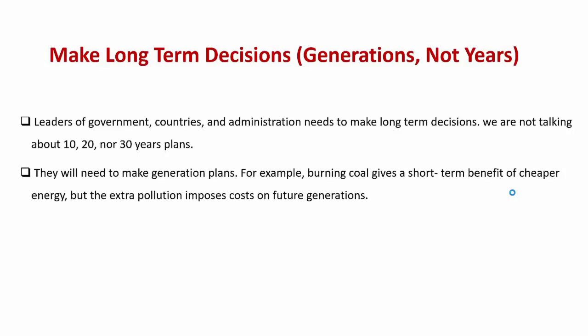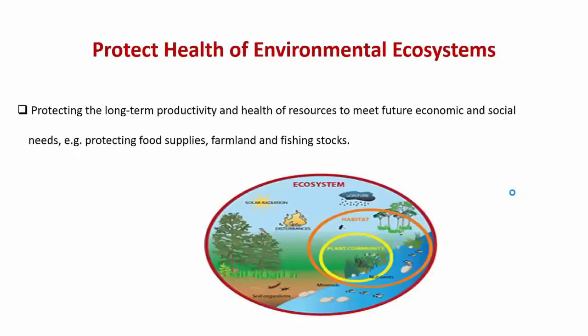Another issue is to make long-term decisions, and we are talking about generations, not years. So leaders of governments, countries, and administrations need to make long-term decisions, and they will need to make generation plans. For example, burning coal gives a short-term benefit of cheaper energy, but the extra pollution imposes cost on future generations.